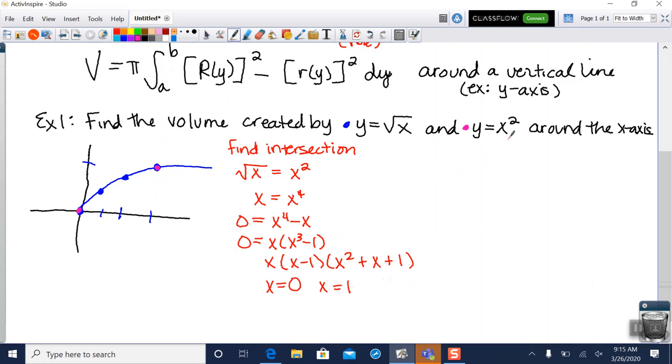Okay, so if I plug in a half to this, my answer is a fourth. If I plug in a fourth, my answer is a 16th, so I can see that this is a parabola, kind of looking like this. And so now I can clearly see the area that I'm trying to rotate around the x-axis.